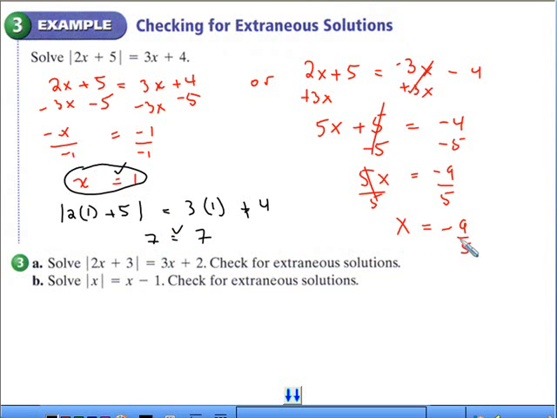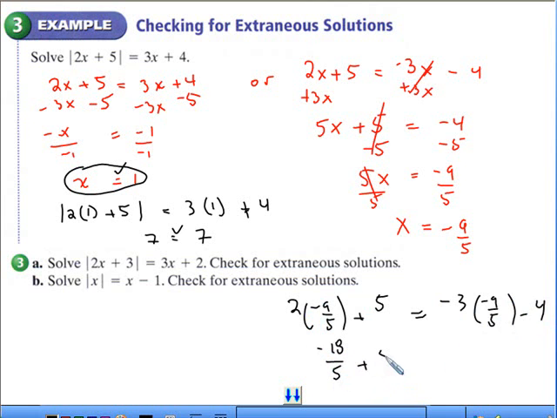This works. Over here, if we plug this in, 2 times -9 over 5 plus 5, does that equal -3 times -9 over 5 minus 4? Okay, so we're going to do all the work and see if it works out. We're going to get -18 over 5 plus 5 is equal to 27 over 5 minus 4.